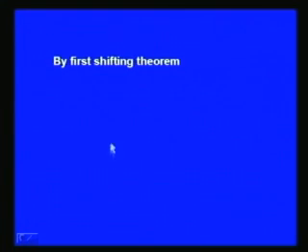Now, we know that Laplace transform of t to the power n is n factorial over s to the power n plus 1. So, if you multiply t to the power n by e to the power a t, by the first shifting theorem, we can say that Laplace transform of e to the power a t into t to the power n will be equal to n factorial over s minus a to the power n plus 1, replacing s by s minus a. So, here we are assuming that n is a positive integer.